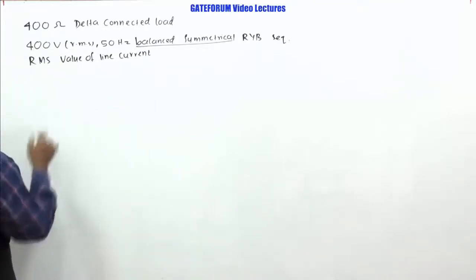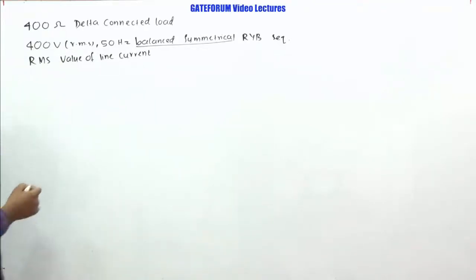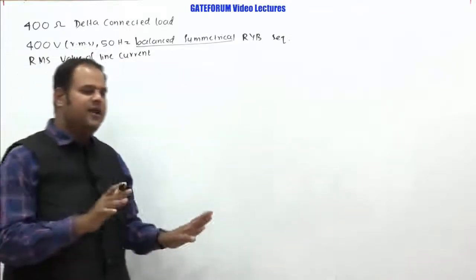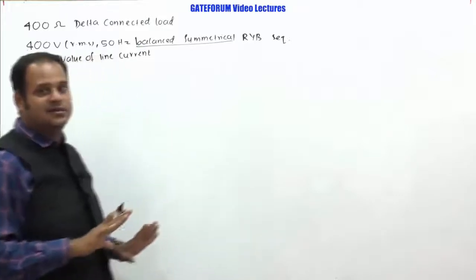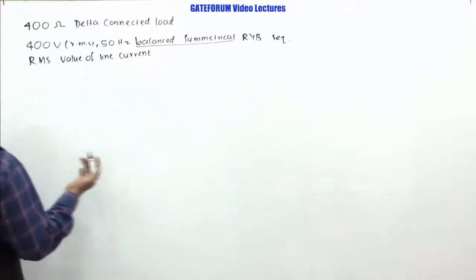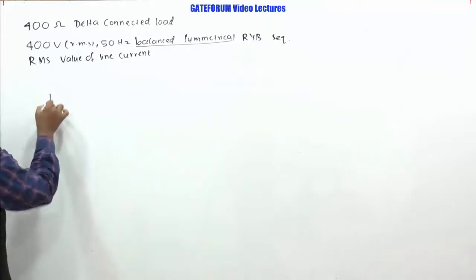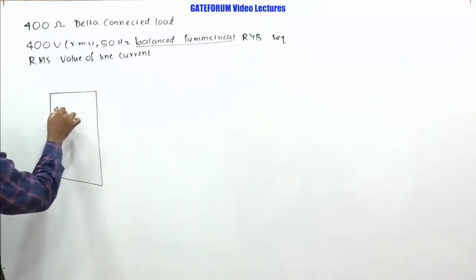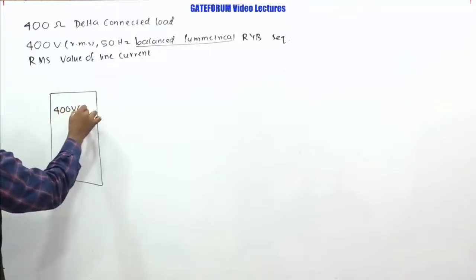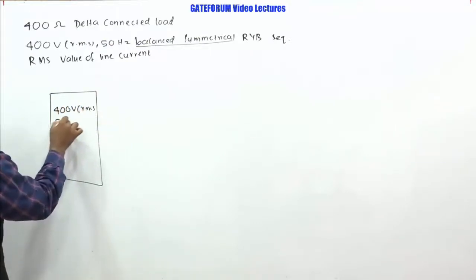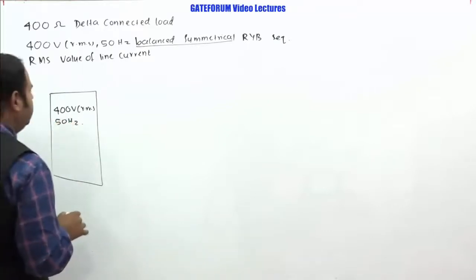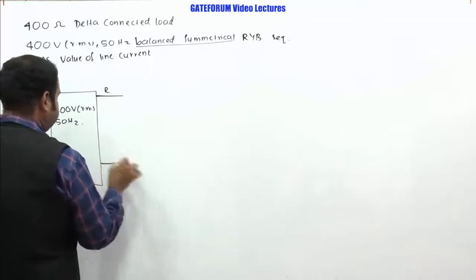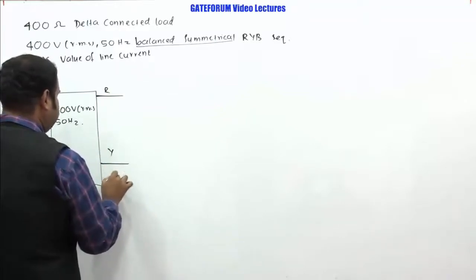Okay. So what is the nature of the source, whether it is a star connected source or delta connected source, that is not given and not of interest as far as this question is concerned. You can think of either star or delta, it's up to you. I am not assuming anything, so let's put it in a black box. This is 400 volt RMS 50 Hz, which is given. And let's say there are three terminals coming out of this, R, Y and B.